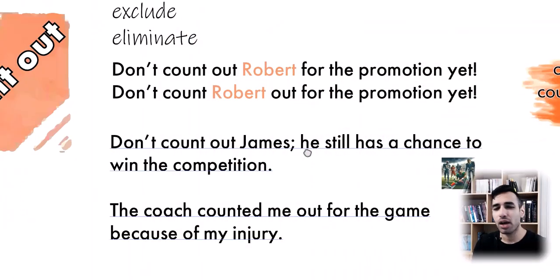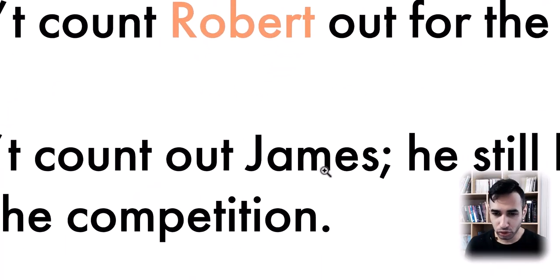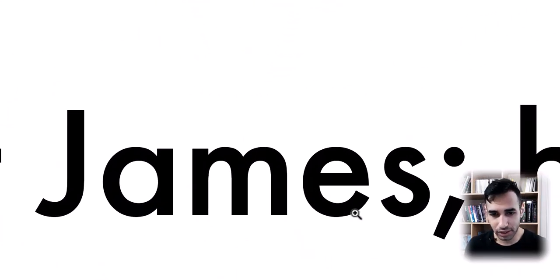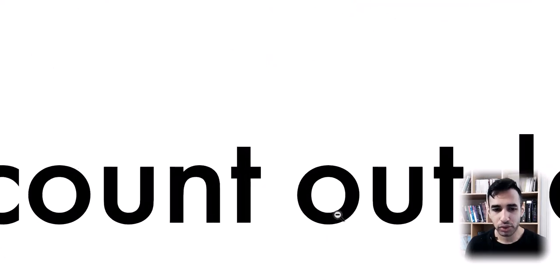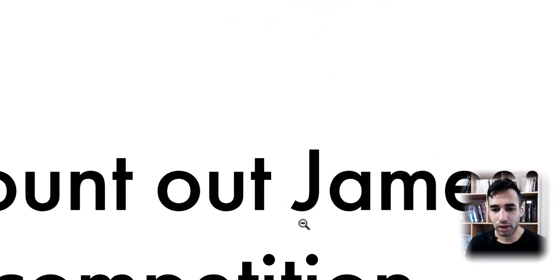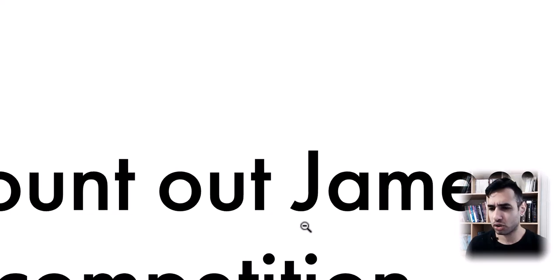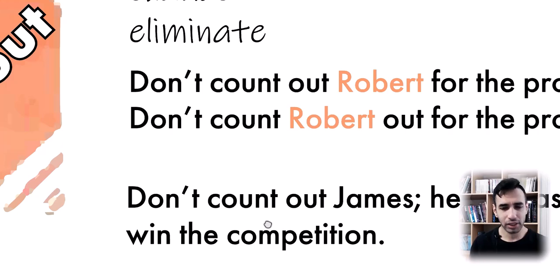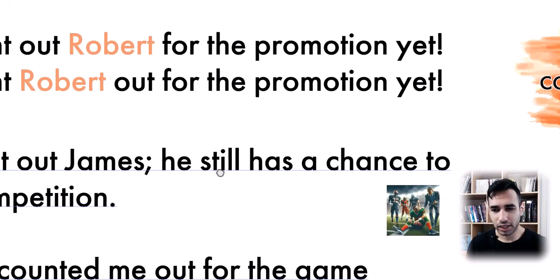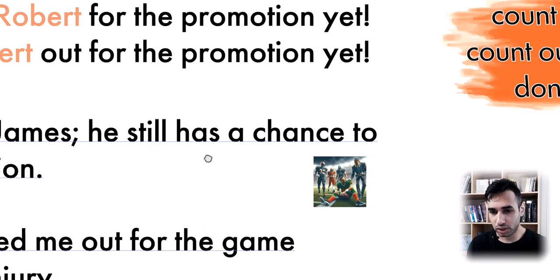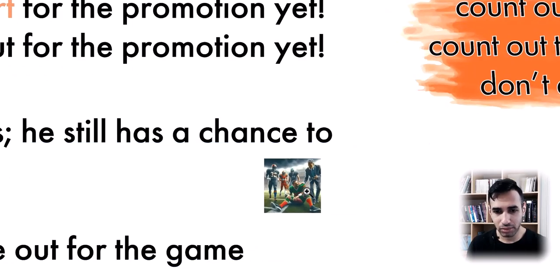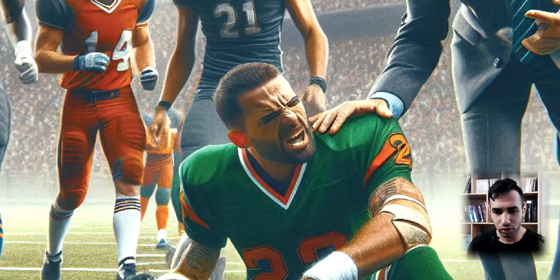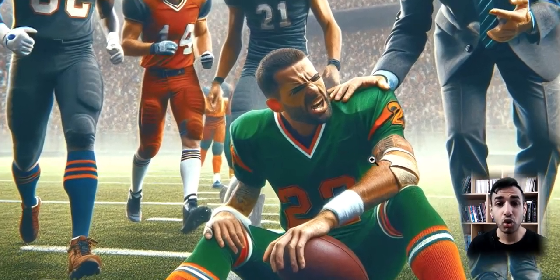Don't count out James. He still has a chance to win the competition. James, our object. Count out, phrasal verb. To count out James, to exclude James, to eliminate James. Don't count him out. Include him in your consideration. He still has a chance to win the competition. Yes, we are talking about James. Don't count him out. He's going to win.